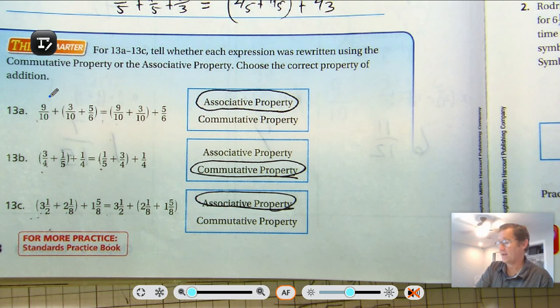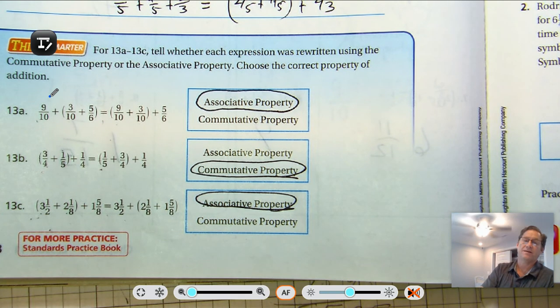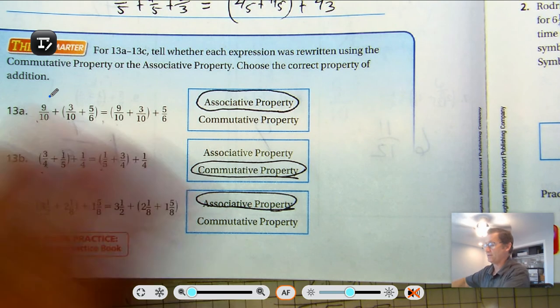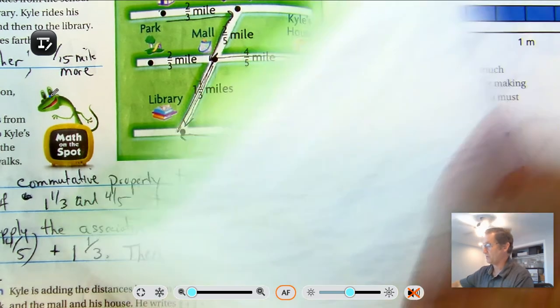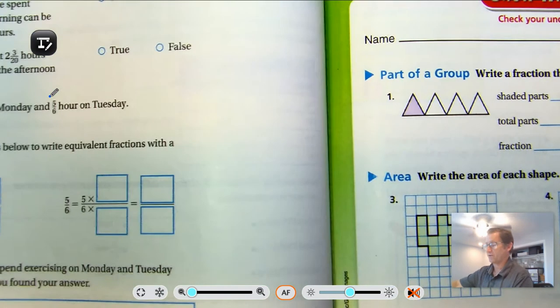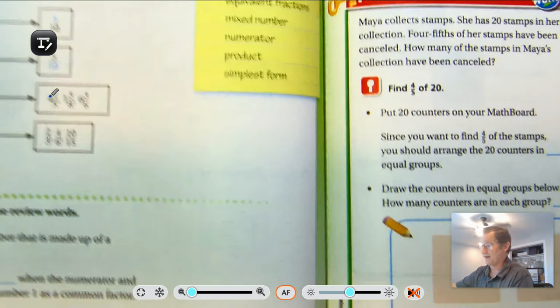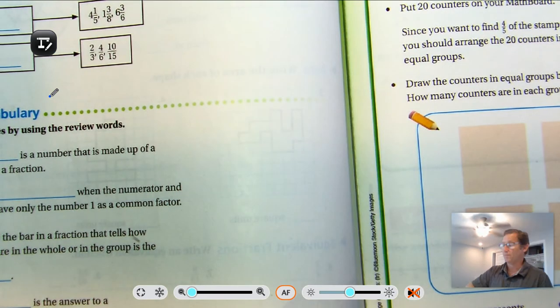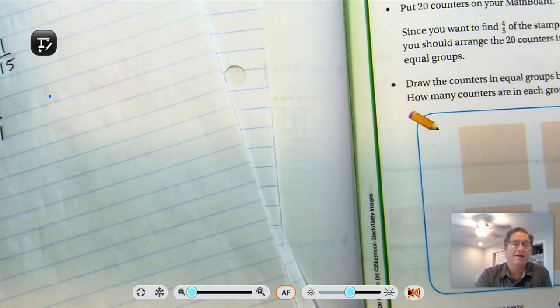All right, so that's it for our discussion of adding and subtracting fractions with unlike denominators. As we move on to chapter 7, we're going to be working on multiplying fractions. So until our first lesson of chapter 7, I will see you soon.